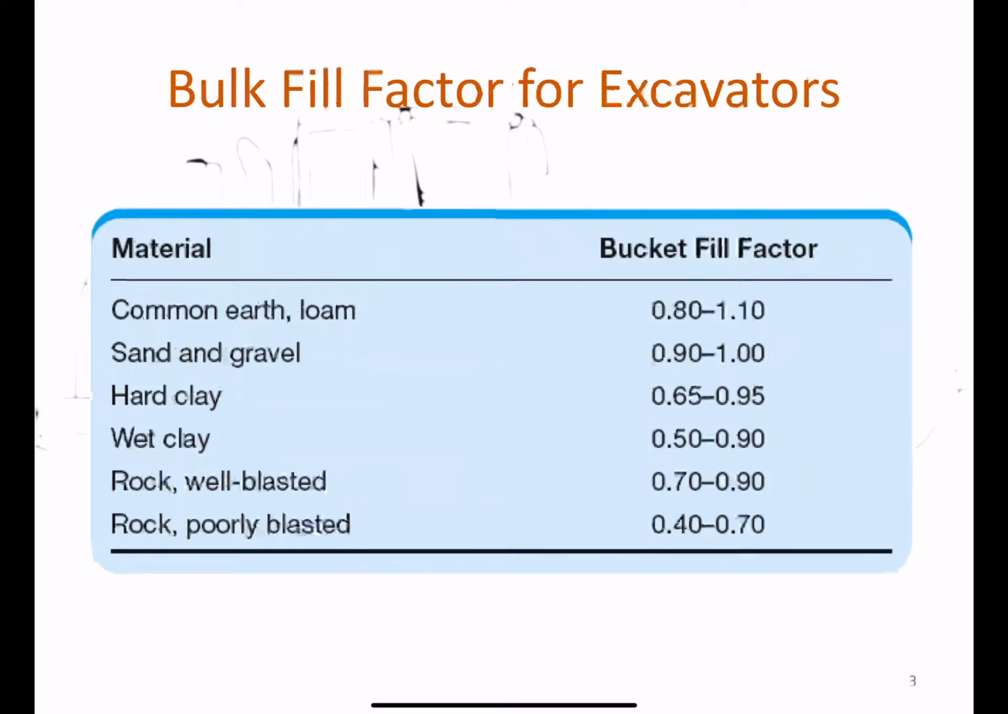So it depends on other conditions in the problem that we solve in this class, and you use these references. You will be able to choose within the range here if the problem doesn't give you any specific number. For example, if we say sand and gravel and you want to find the bucket fill factor, go to this table. It's somewhere between 0.9 and 1, so you may select somewhere in the middle, 0.95, etc.